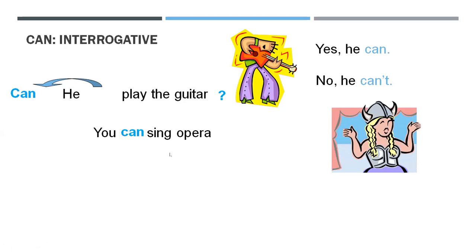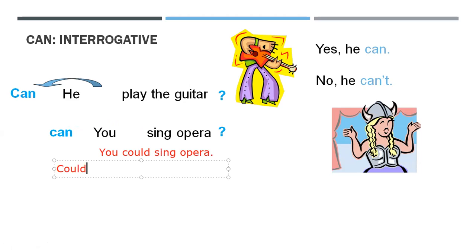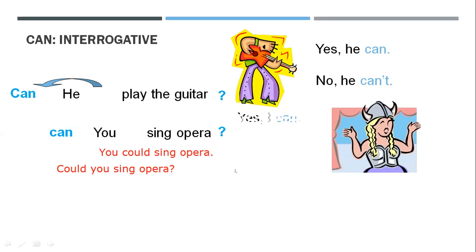Okay, you can sing opera. So what's the past tense? You could sing opera. He could sing opera. Question form for the past ability. Could you sing opera? Ahí está en pasado, right? So could you sing opera?